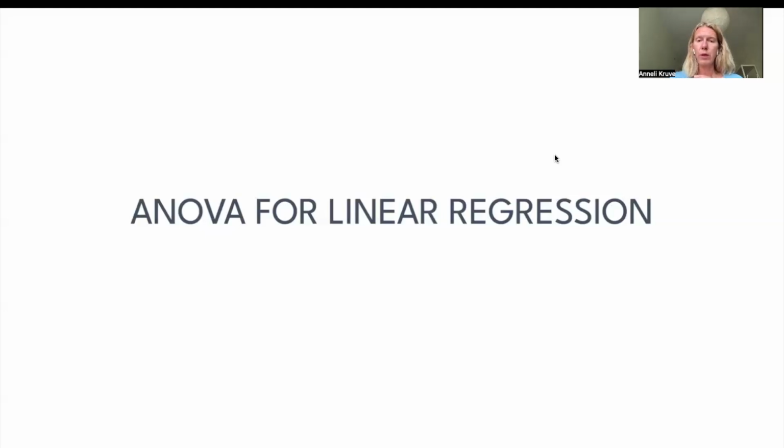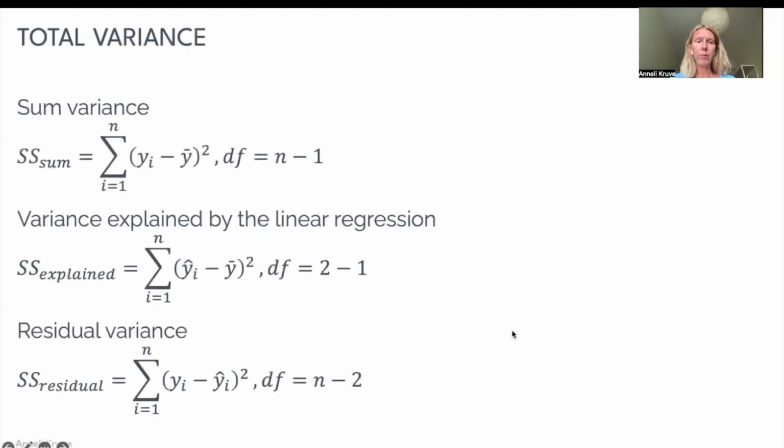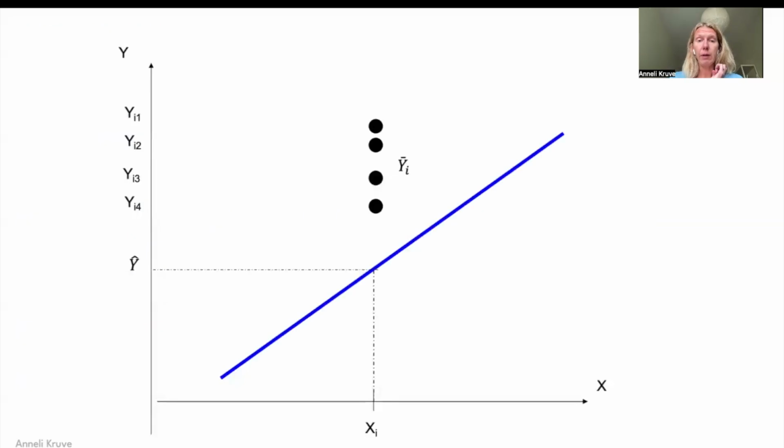So first, from our knowledge of linear regression from the first lecture, we need to remind ourselves that we have different variances there. Basically, what we have is a calibration graph where on the y-axis we have a signal and on the x-axis we have a concentration.